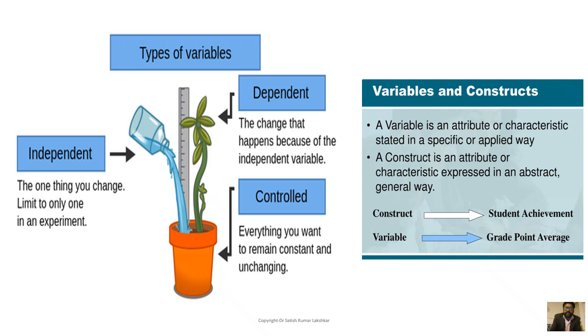Now let's consider an example. If you talk about student achievement, student achievement may be a construct. It is a general term. But if you talk about the variable, then grade point average, students' grade point or CGPA, SGPA, this could be the variable which defines the construct. So student achievement could be defined by the grade point average. Here the variable is defining the construct.